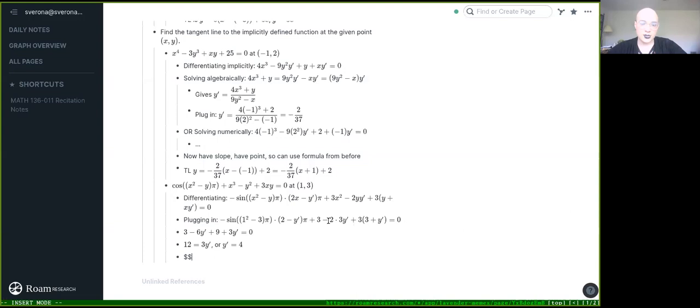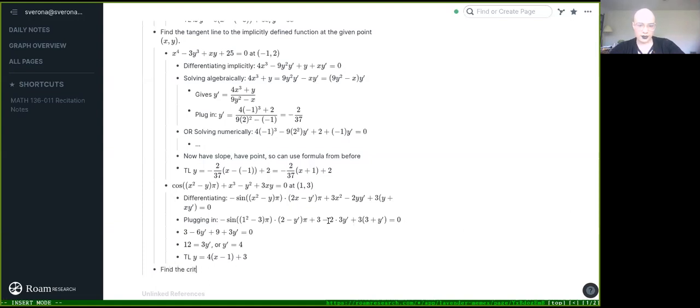Okay, so my tangent line is y equals, slope comes first, 4 times x minus my x value, which is 1, plus 3. There you go. All right, that about does it for implicit. So you have two ways of doing that now.